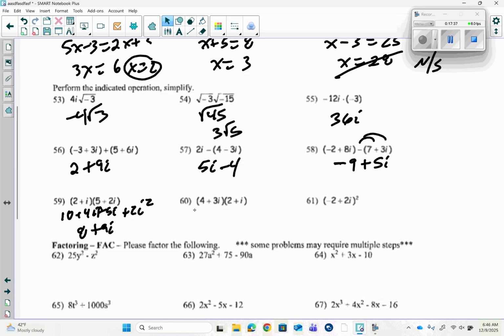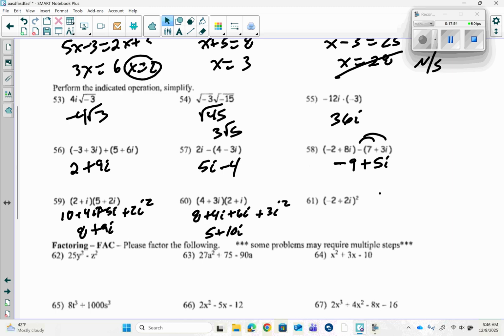This one, if I FOIL it out, I'm going to get 8. Outside is 4i, inside is 6i. Last is going to be 3i squared. 3i squared is going to be -3, so 8 minus -3, or 8 plus 3 is 11, plus 10i.